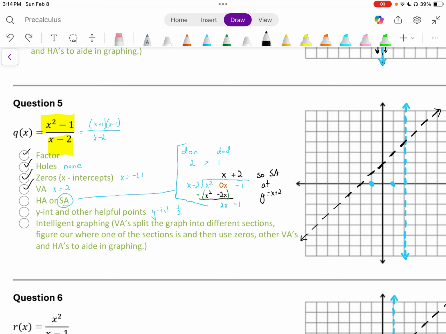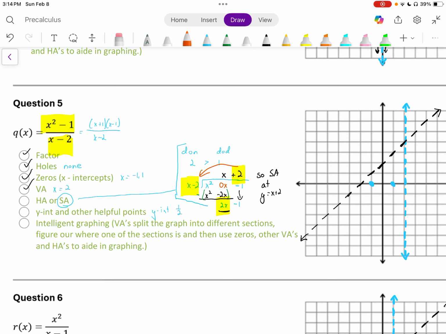And then we subtract, so x squared minus x squared is 0. 0 minus negative 2x is positive 2x, and we bring down the negative 1. And then we divide again. So x times what gives me 2x, and that's 2. And really, as long as we have that, we can stop there. I went ahead and did some multiplying, but we didn't need to.